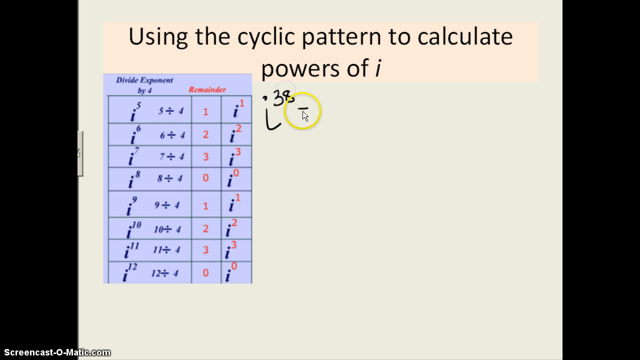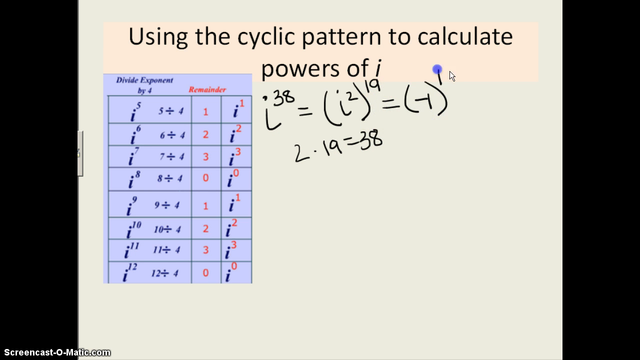Let's do i to the 38th power. I'm going to do it using powers, and I'm also going to do it using the division and the remainder. You can always start with i squared, because you know by definition that's -1, and you want to get as close to 38 as you can. Well, this is nice because 38 is an even number. So if I do i squared to the 19th power, since 2 times 19 is 38, I'm already at my 38th power. i squared is -1, raise it to the 19th power, and my answer is -1.